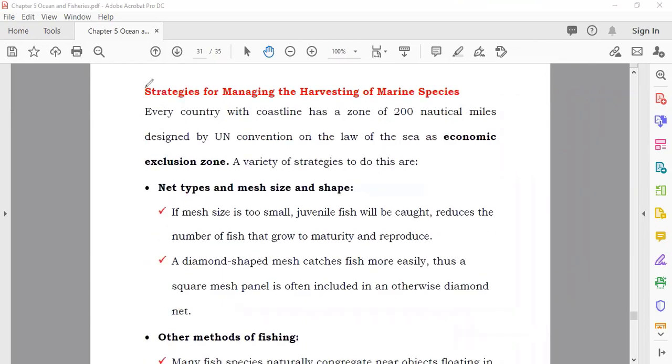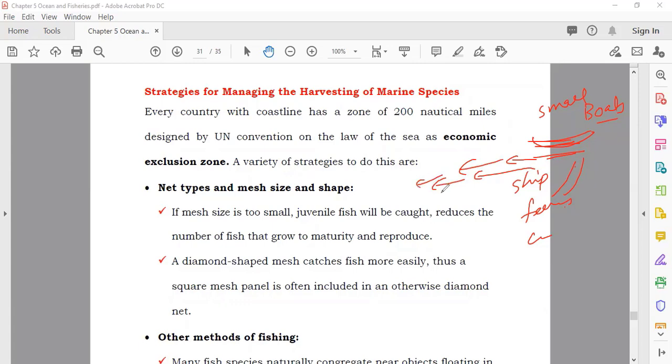After that, they're saying the strategies for managing the harvesting of marine species. Now, you know that before, the people were using small boats if they wanted to go fishing. These boats cannot go much farther in the sea. They remain near the coastal areas. But with the passage of time, when the big ships came, when the ferries came, like cruise ships and all these things, it made it easier for the people to go farther inside the sea. Understand? When they went there, they started fishing more and more.